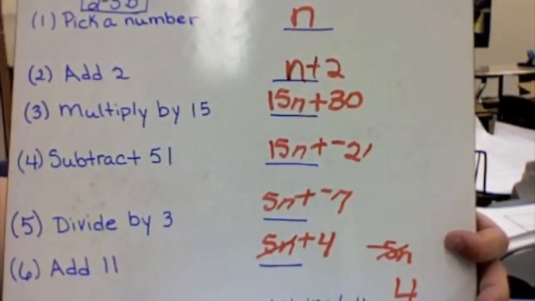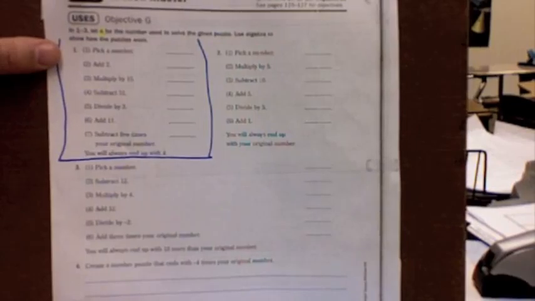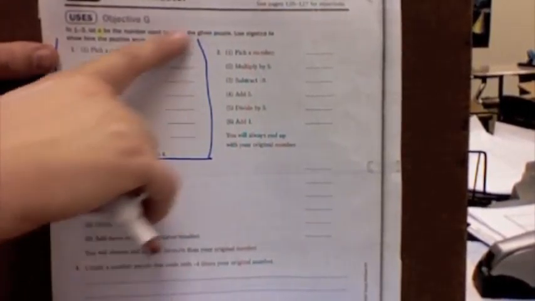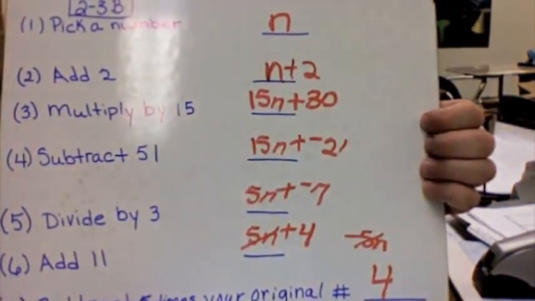So the answer should be, if we turn it over and look on the worksheet, you will always end up with 4. So you can try this on your parents or your brothers or sisters. Have them pick a number and go through and show no matter what number they pick, it should equal 4. And now you have the algebra to back it up, and you can explain why it works.